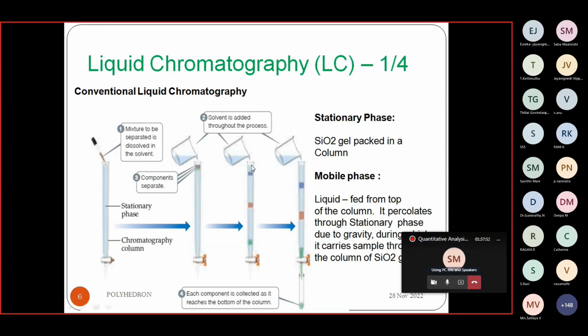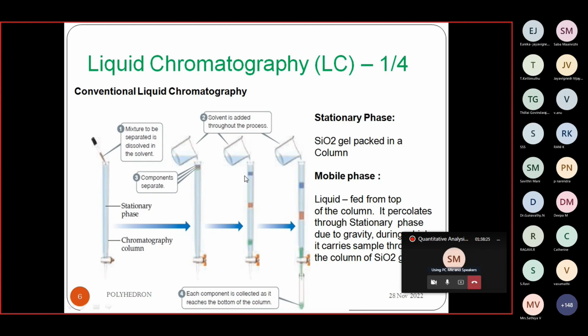Because of the difference in absorptivity, each component will move at a different speed. Although the mobile phase is going at a constant flow rate, because of the difference in the absorptivity of each of these components, they will go at different speeds. So they will get separated automatically. The one having the least absorption will come first, the one having medium absorption will come second, and the one having the highest absorption will come last.